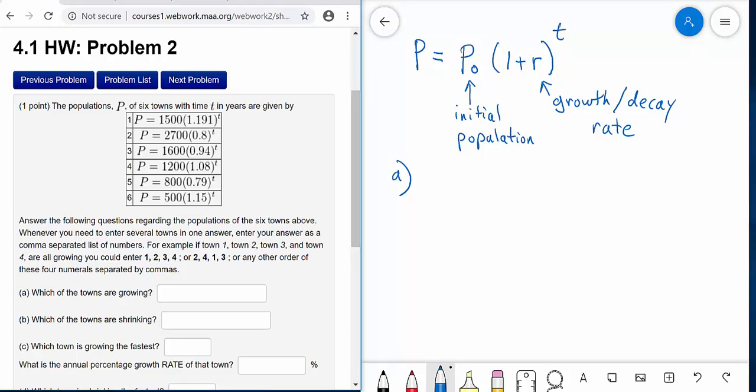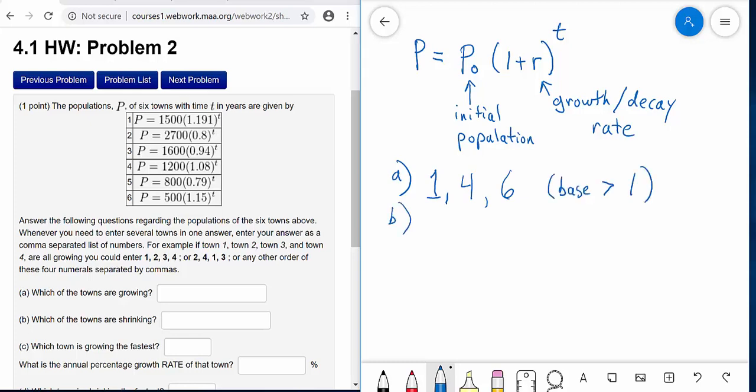So in town 1, the base is 1.191, which is bigger than 1, so it's growing. Town 2 is shrinking because the base is smaller than 1, it's 0.8. Town 3 is shrinking. Town 4 is growing because the base is 1.08. And then we see town 6 is also growing because the base is bigger than 1.